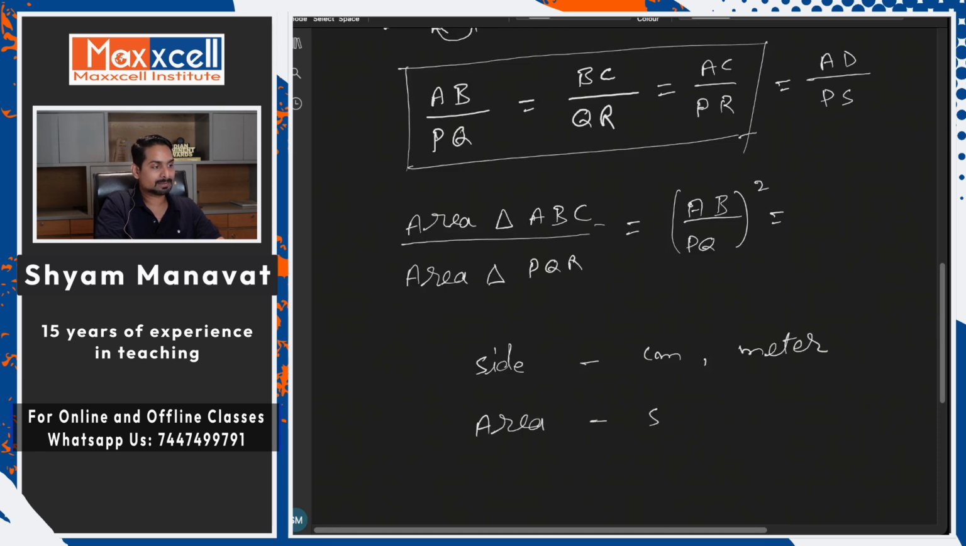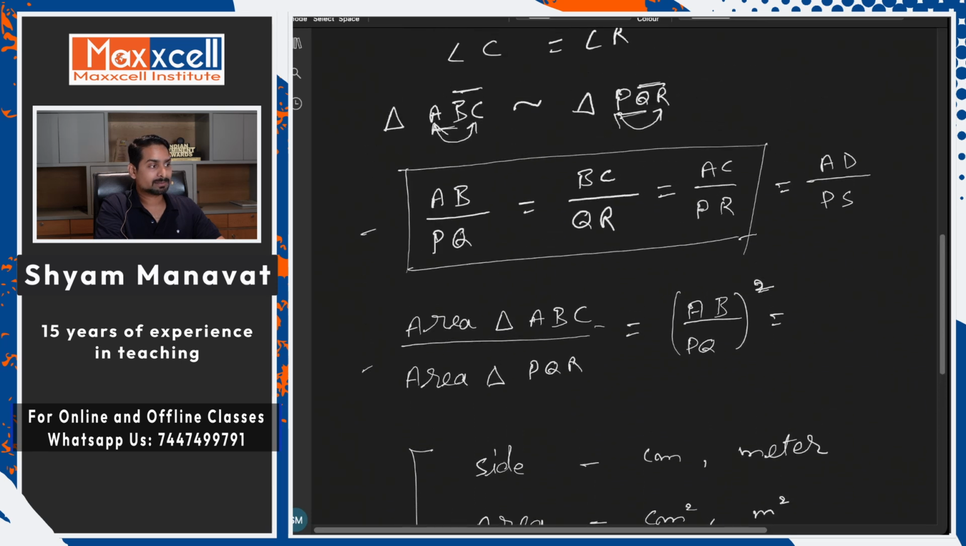The unit of area is what? Centimeter square, meter square. So area is basically second order. That's why it is the square of the ratio of corresponding sides. Okay, the method to remember is very easy. Yes, that's the result of similar triangles.